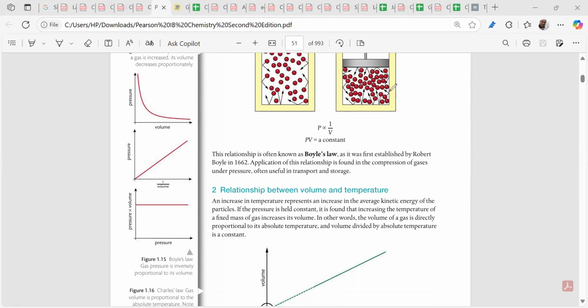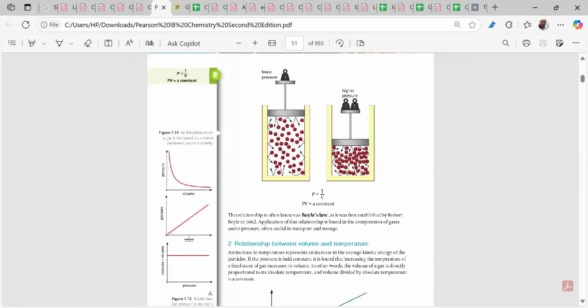Now, when you talk about pressure, we know that if we increase the pressure, what happens to the volume? The volume decreases. Can you see this? When you increase the pressure, the volume decreases. Agreed? Isn't it clear?